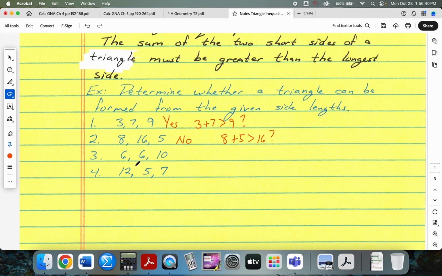Look at this one where it's 6, 6, and 10. The two short sides are 6 and 6. Is that greater than 10? Yes, so this is yes. And then this last one, the two short sides are 5 and 7. Is that greater than 12?